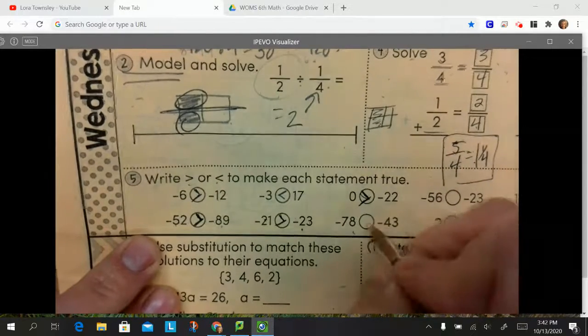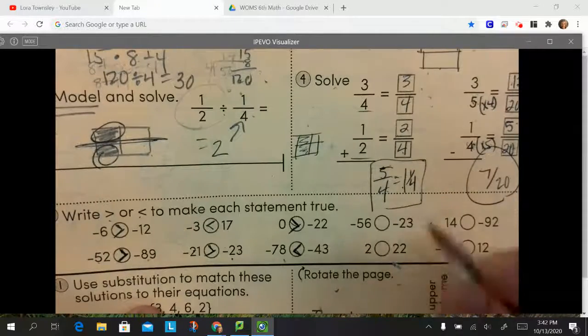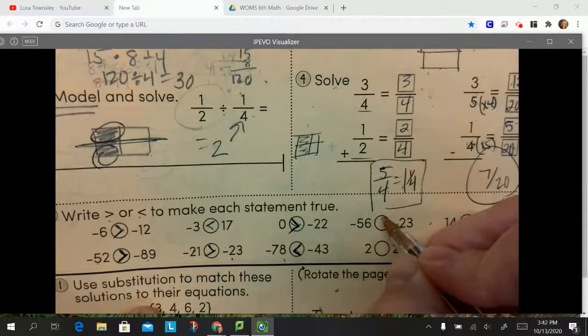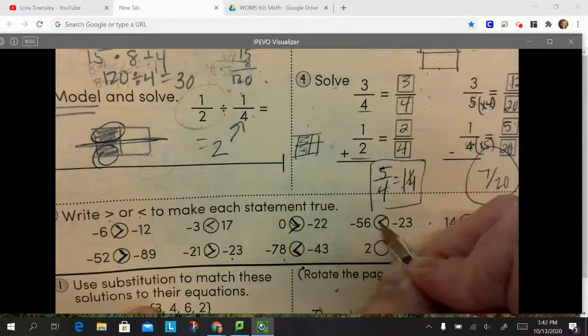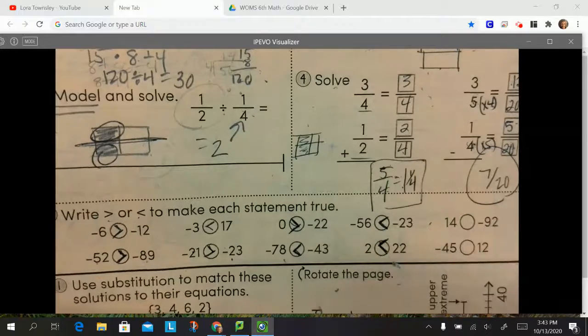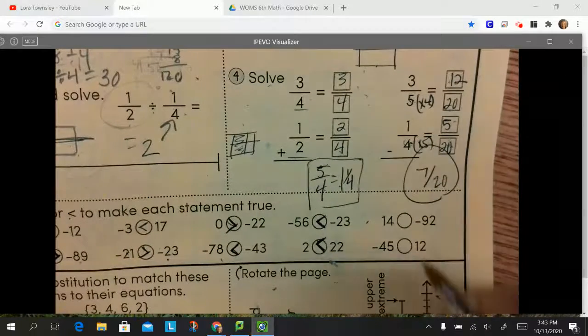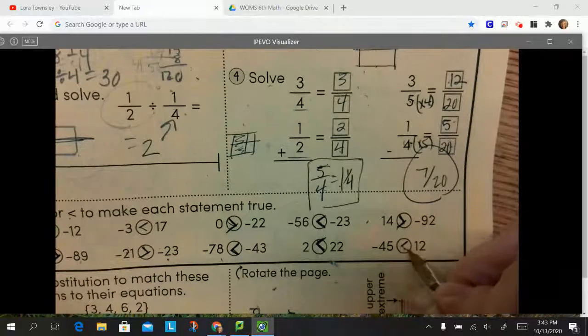You guys are doing good. You're doing good. What about this one? What do you think? Good job. Yep. What about this one? Positive. Bigger. This one? Yep. All right.